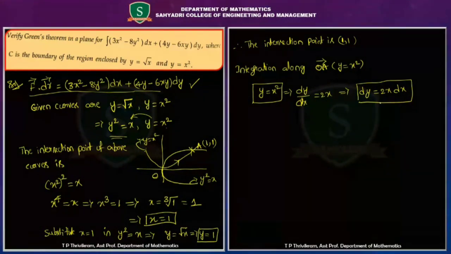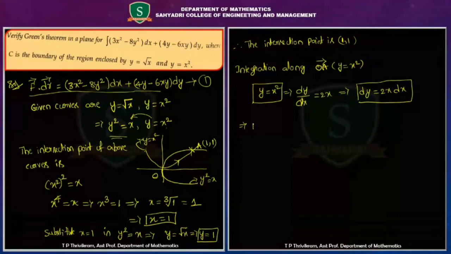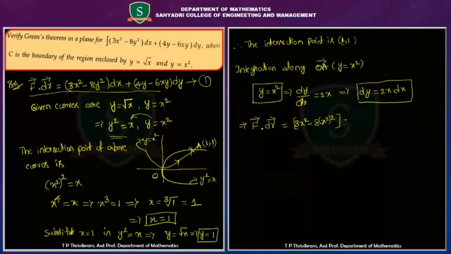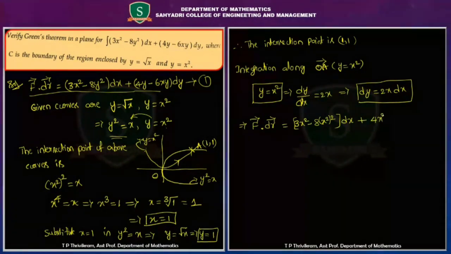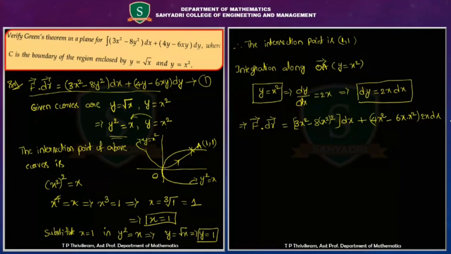Now substitute these two values in equation 1, F dot dr. F dot dr is equal to, substituting the y value, (3x square minus 8 y square), and y square means x square whole square, into dx, plus (4y, so 4x square minus 6xy), with the y value x square, into dy. The dy value is 2x dx, from equation 1.